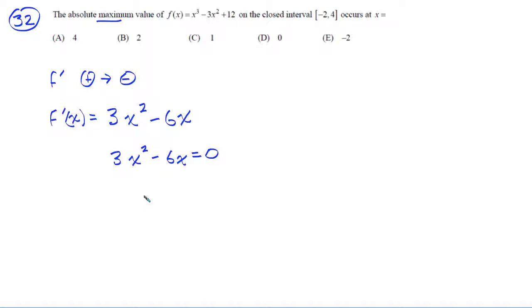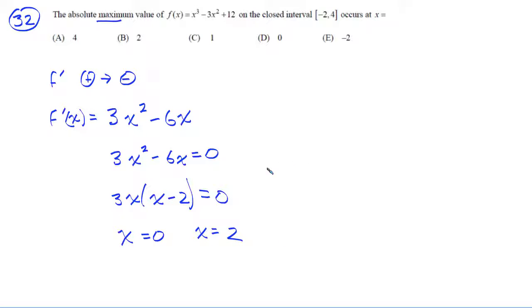I'm going to factor out a 3x. So 3x times x minus 2 is equal to 0. Both of these terms are set equal to 0: 3x equals 0 and x minus 2 equals 0. When we solve for both of those, we get x equals 0 and x equals 2.